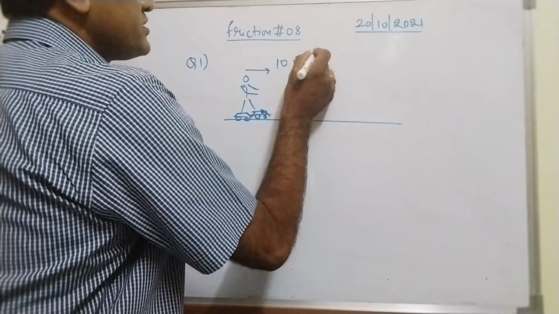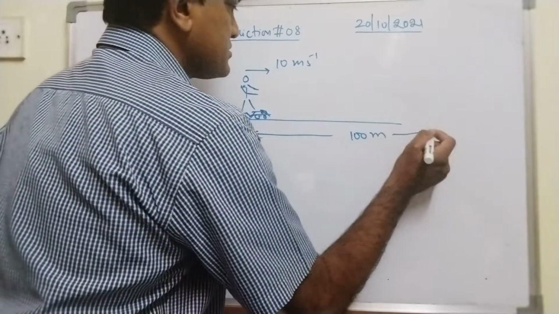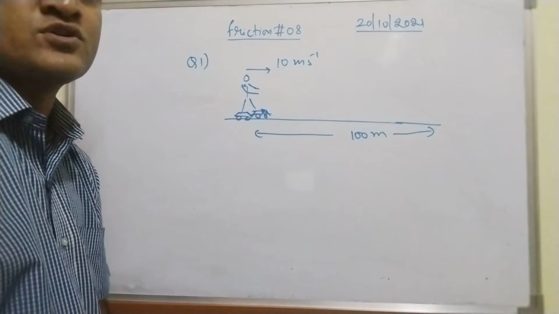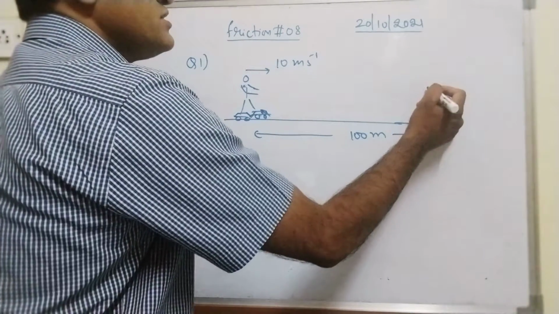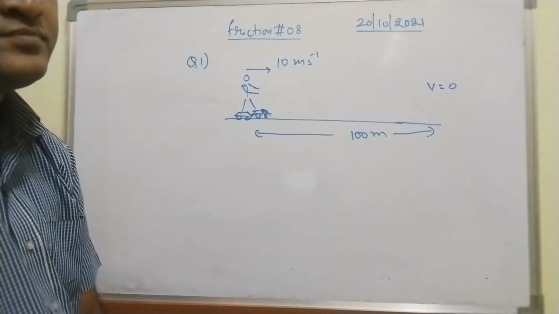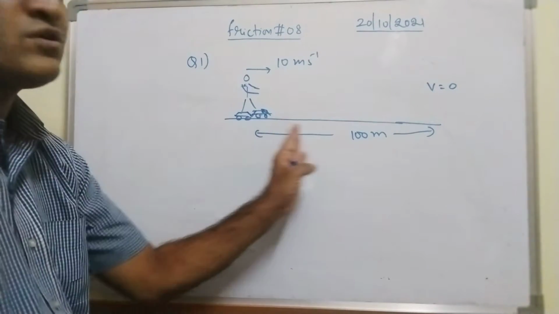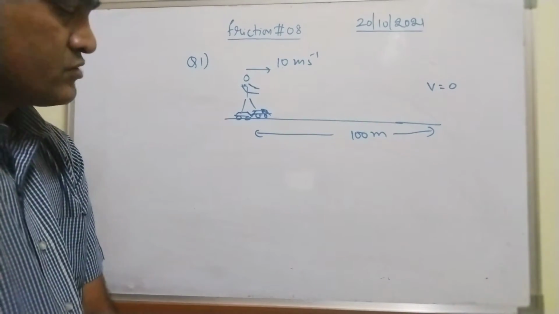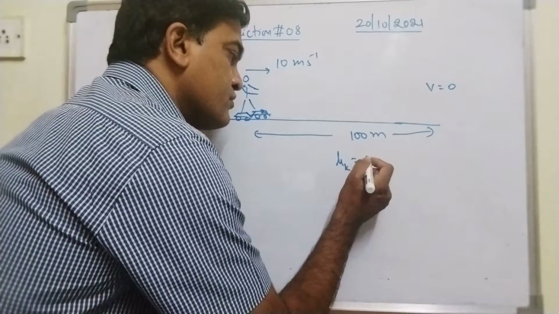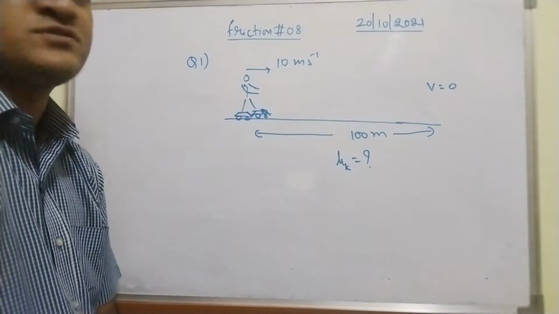10 meter per second, travels a distance of 100 meters and comes to halt. Halt in the sense he got stopped there. So here final velocity is 0. Initially he is moving with 10 meter per second, and the final velocity is 0 after traveling a distance of 100 meters along the straight line. Question is, what is the coefficient of friction between the skates and the ice?